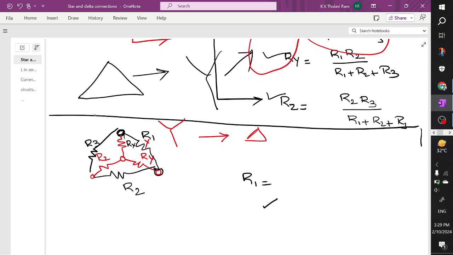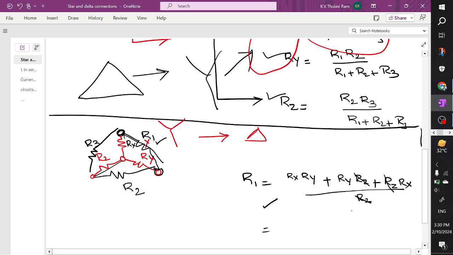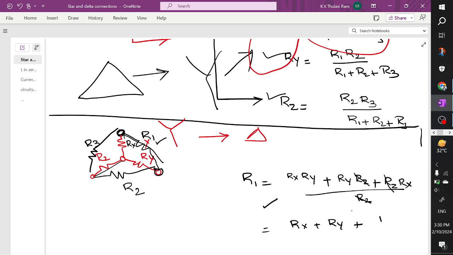So I'm writing R1 as, generally you have to write the sum of the products of mutual resistances. What is the mutual resistance product? Rx, Ry plus the next, Ry, Rz, and the next mutual resistance product, Rz, Rx, divided by the one we are finding, which is at 90 degrees to this. What is at 90 degrees to this one? We are getting it as Rz. You see here, Rz, Rz will cancel, and we get the resultant formula as Rx plus Ry plus the product of these two, Rx, Ry divided by Rz.